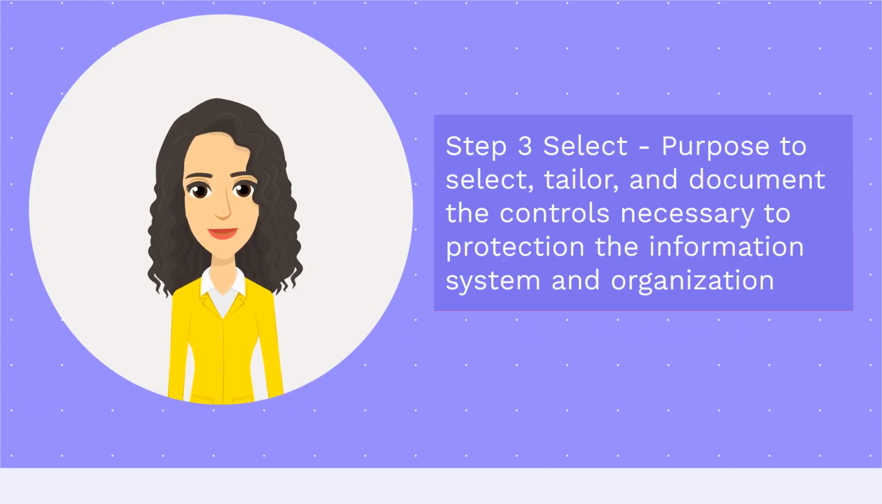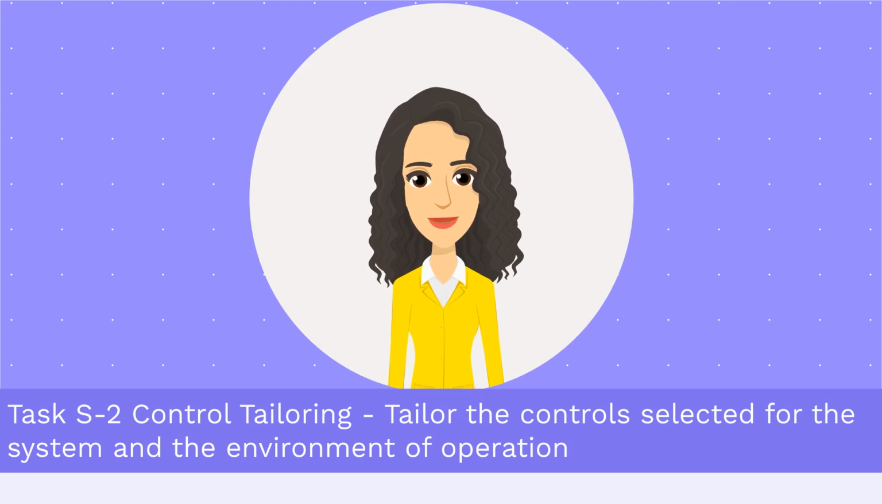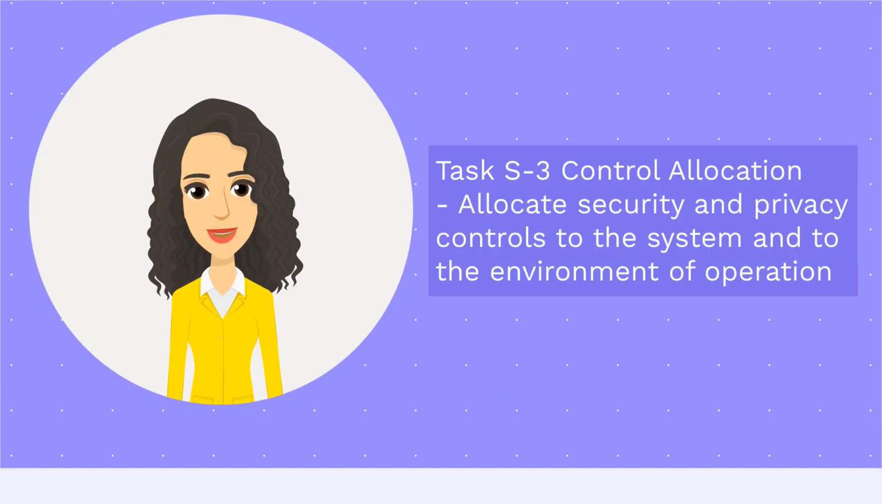Step 3. Select. Purpose: to select, tailor, and document the controls necessary to protect the information system and organization. Task S1. Control selection. Select the controls for the system and the environment of operation. Task S2. Control tailoring. Tailor the controls selected for the system and the environment of operation. Task S3. Control allocation. Allocate security and privacy controls to the system and to the environment of operation.